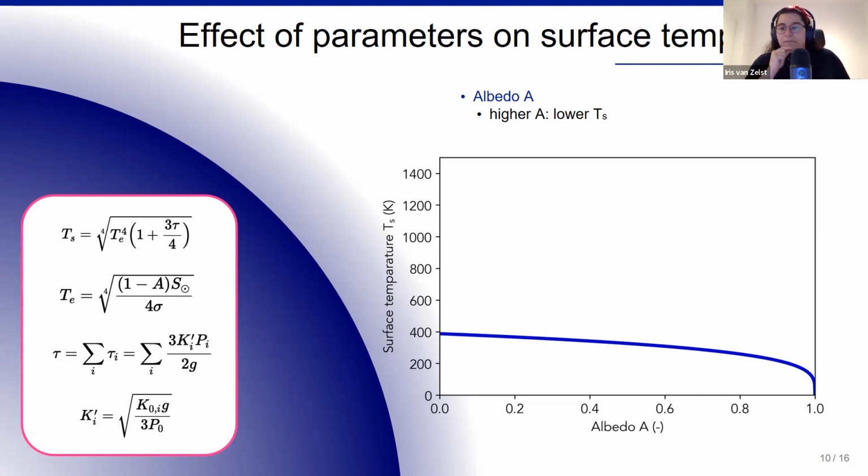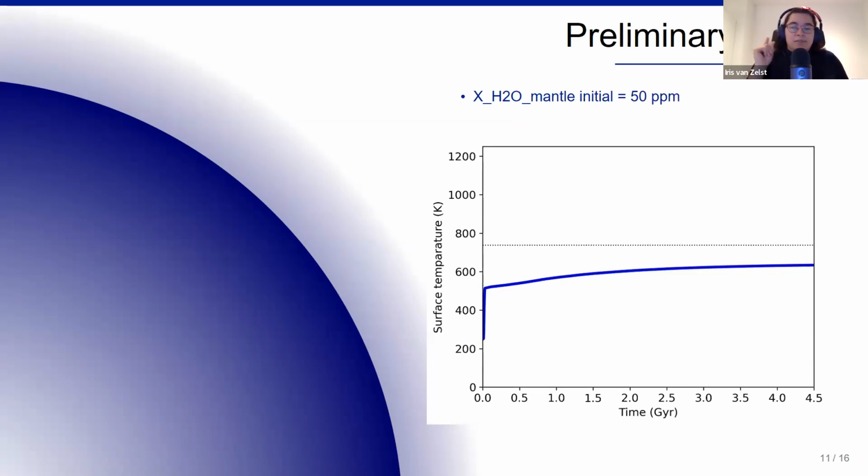So we are finally ready for some preliminary results. And these are very preliminary. So I'll walk you through them and I'll point out what's wrong. And then in the end, I'll solicit feedback. So this is a model where I have an initial mantle concentration of water of 50 parts per million. And on the x-axis, you can see the time evolution, from 0, that's where we start the model, until 4.5 billion years. And then on the y-axis, we have the surface temperature. And the dotted line is the present day surface temperature of Venus.